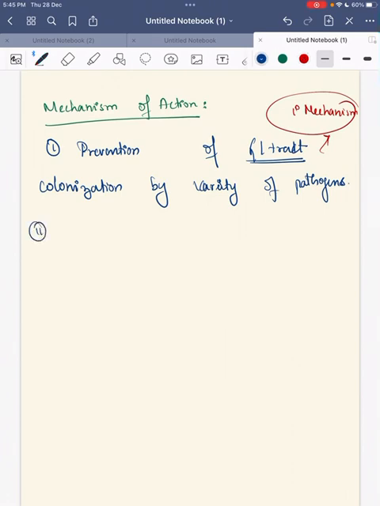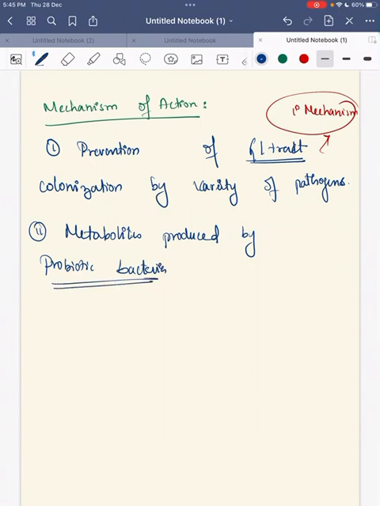Second, the metabolites produced by probiotic bacteria have a broad antimicrobial activity, mainly against gram-negative organisms.